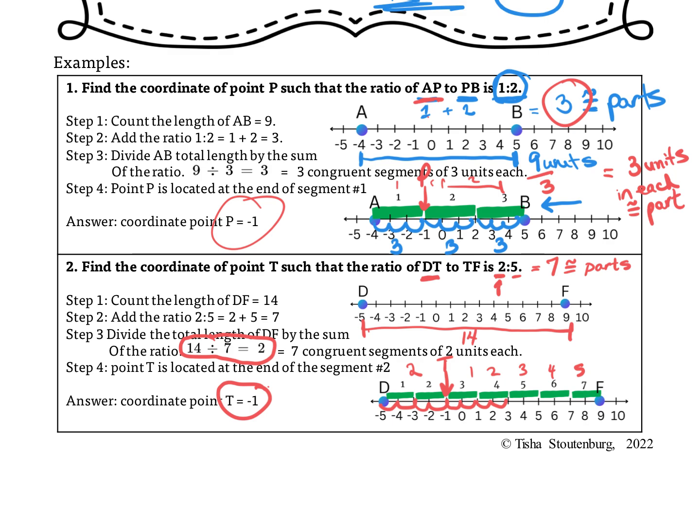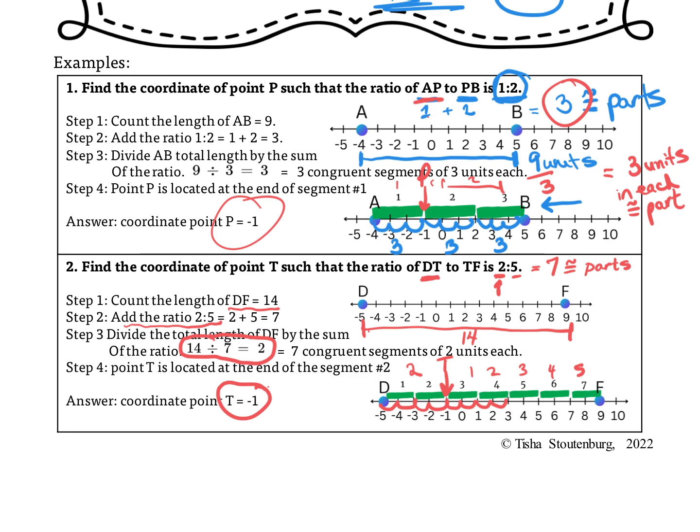So it seems like a lot, but if you can remember your 4 steps, which are laid out here. Okay, so 1, find the total length. Then add your ratio together, because your ratio tells us how many congruent parts I'm breaking up this line segment into.